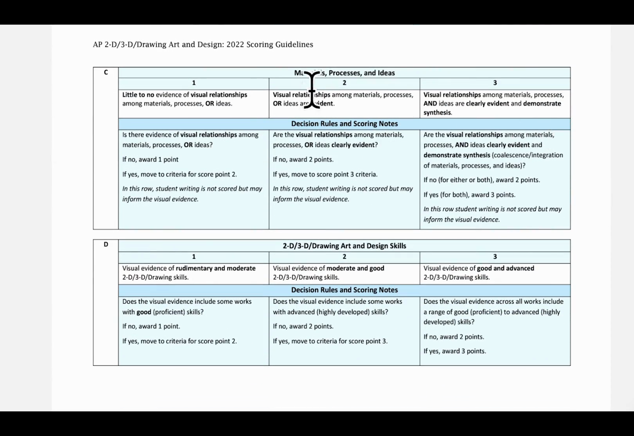Next category is materials, processes, and ideas. We're going to go a little bit faster through the last 2 categories because we've talked about how do you break down the difference between a 1, 2, or 3. You're really paying attention to those bold words or phrases as you look over the rubric. So read this, look for those bold words or phrases, and then it will help you to understand what's the difference between a 3, a 2, and a 1.